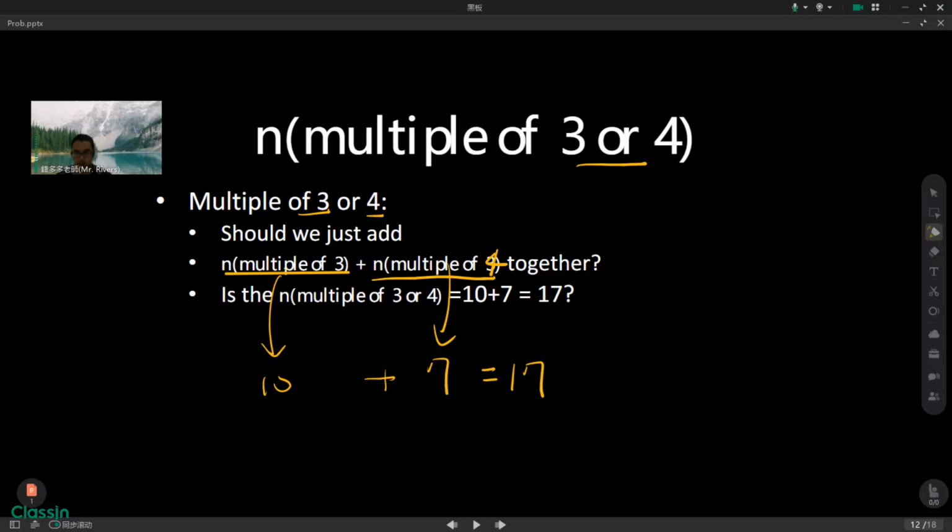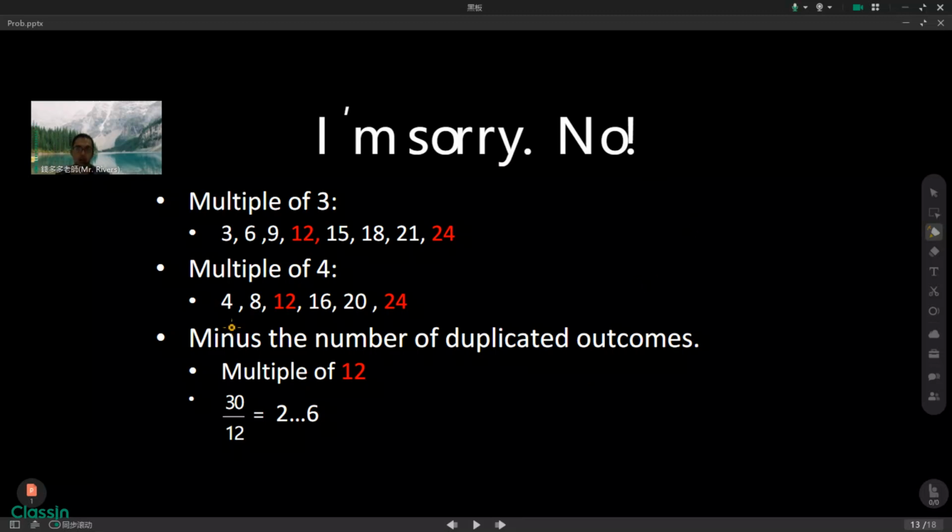Okay, let's move to the next one, and I will show you the answer. I'm sorry, no. Why? That's the reason. Multiples of 3, if we list all the numbers, are 3, 6, 9, 12, 15, 18, 21, 24, and so on, right? Multiples of 4, and so on, right? Did you notice that 12 and 24, and there might be some numbers in the future, will be duplicated and counted twice?